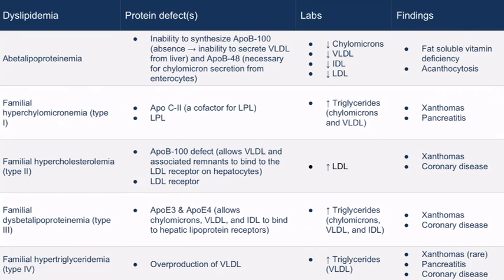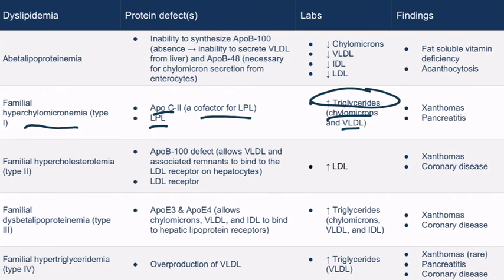Notice from the table that type 1 dyslipidemia, or familial hyperchylomicronemia right here, is caused by a defect in ApoC2, which is a cofactor for LPL. It can also be caused by a defect in LPL itself. Either of these defects results in the same outcome. VLDL and chylomicrons are unable to be properly metabolized, resulting in elevations of both chylomicrons and VLDL. As we just discussed, because VLDL is a surrogate for measuring triglycerides, the triglyceride levels will be elevated in a lipid panel.